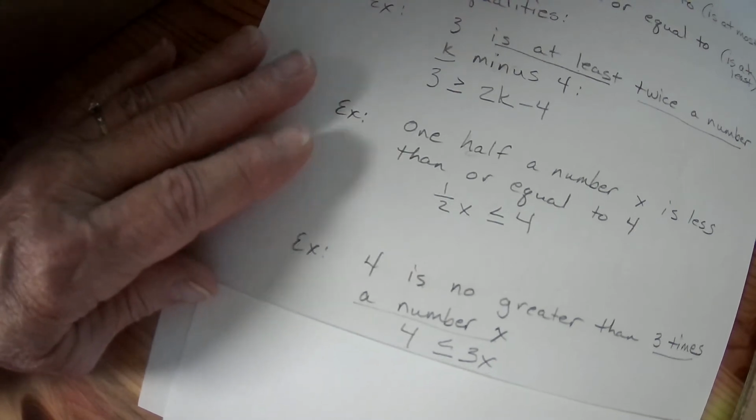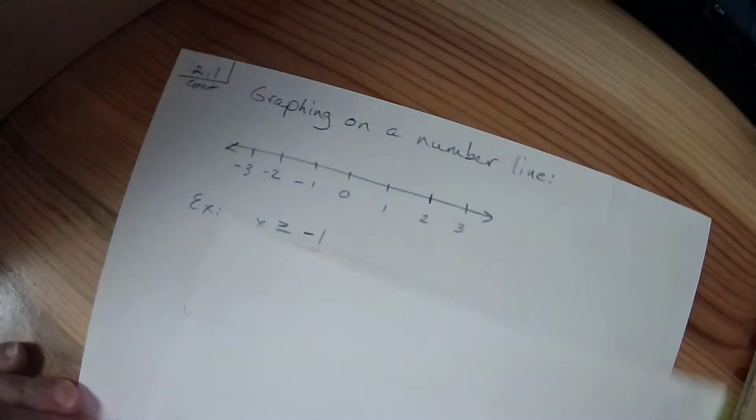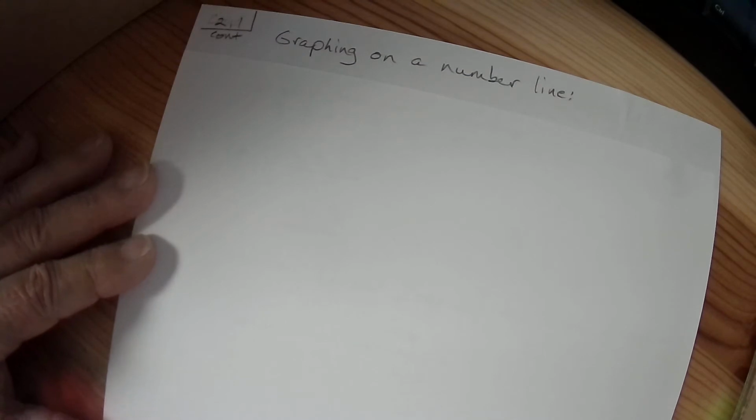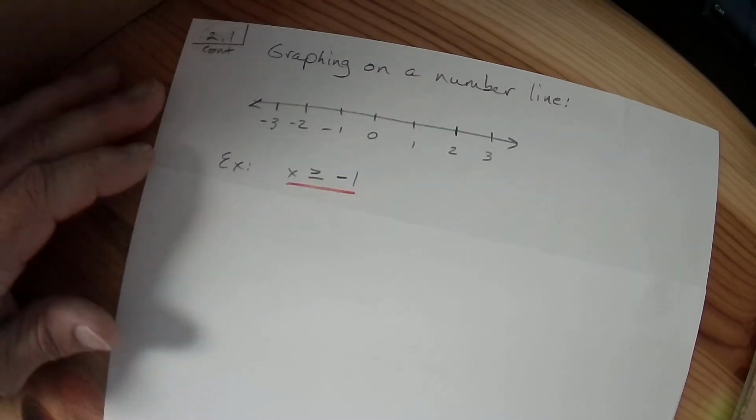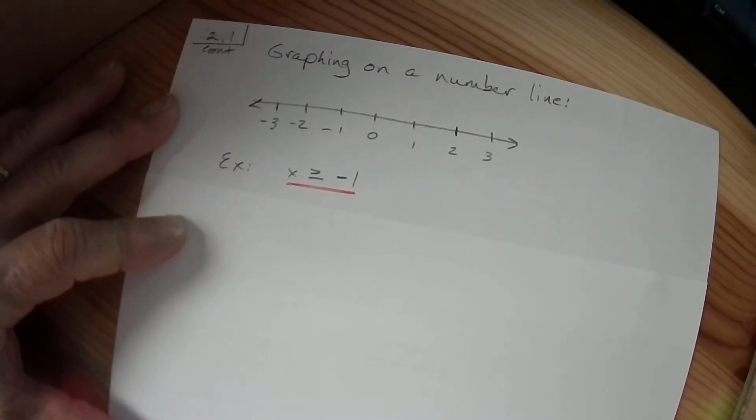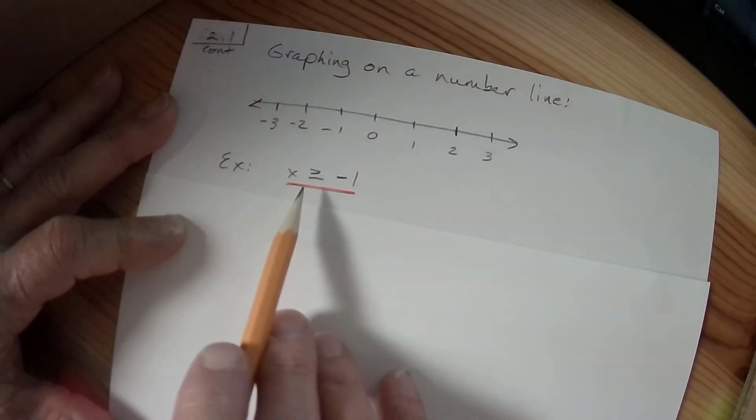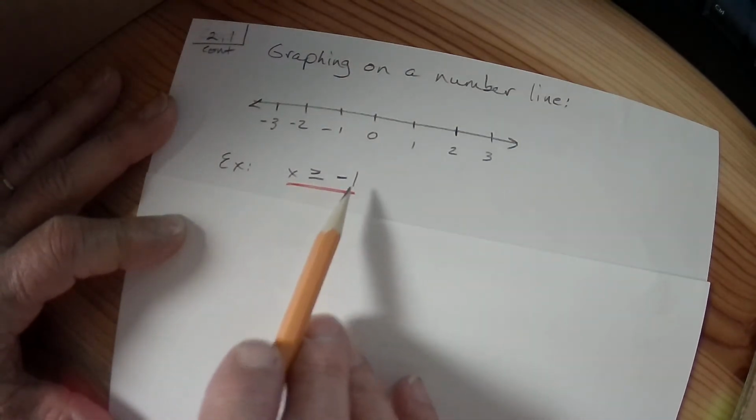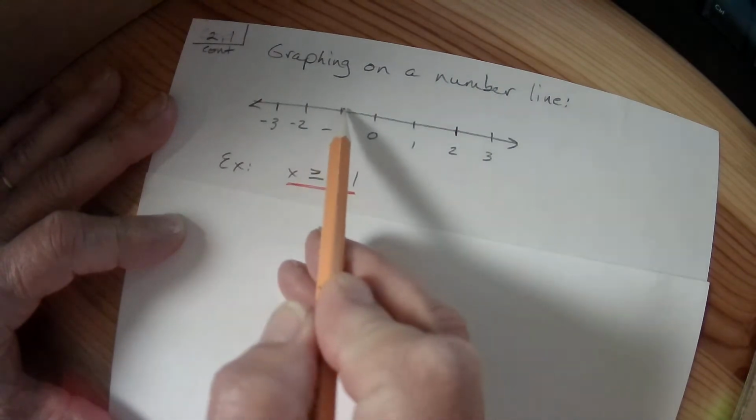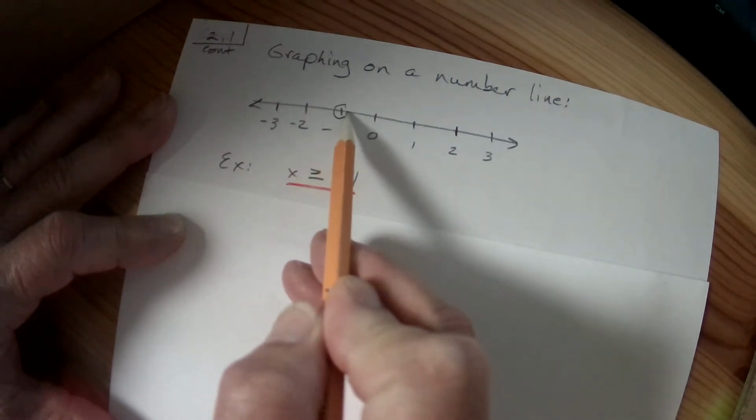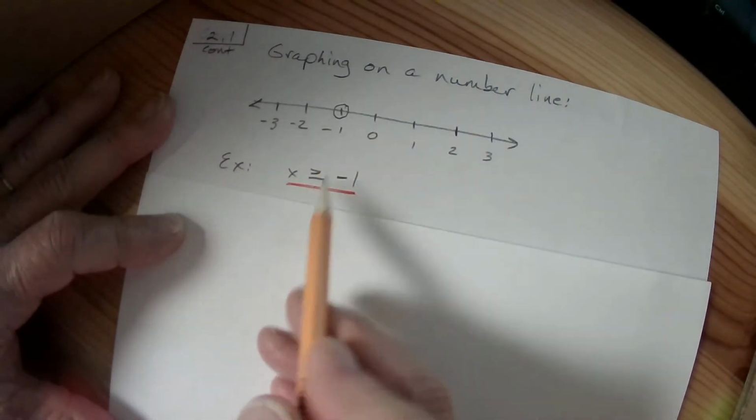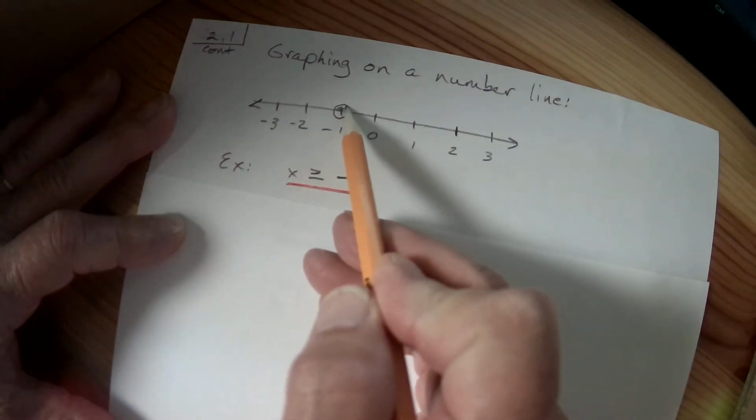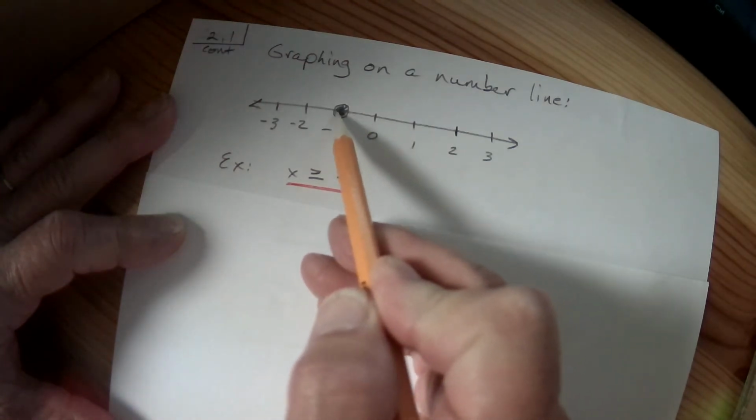I'm going to go ahead and go right into, I was going to do 2.1, but let's talk about graphing inequalities. So graphing on a number line, pretty straightforward and simple. Okay, so let's look at this example. X is greater than or equal to -1. So we're going to target -1. And because it's or equal to, then I know that -1 is a solution, so I'm going to fill in the circle.